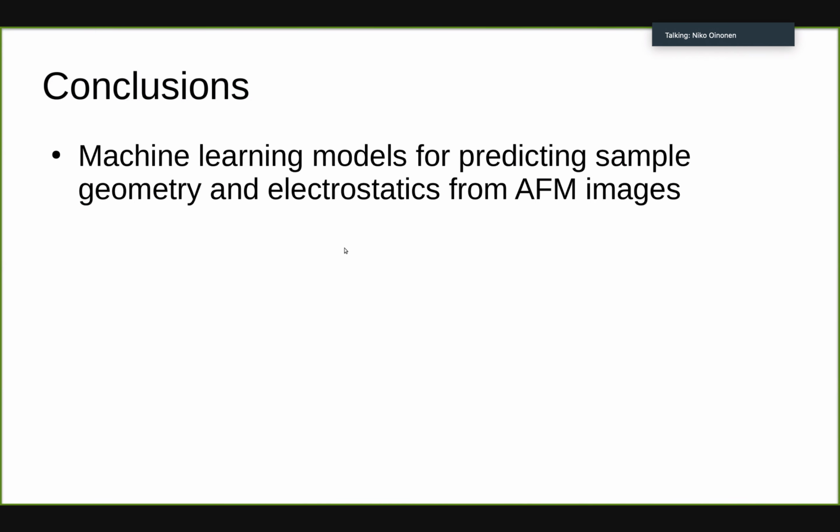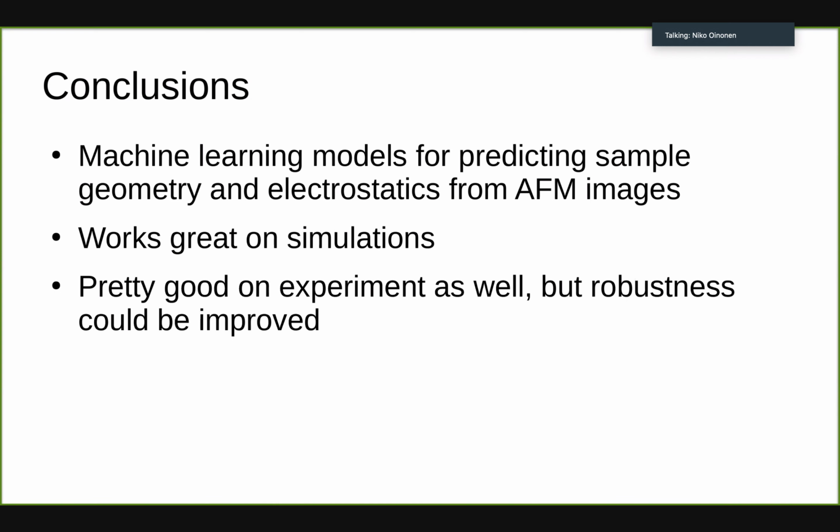So in conclusion, we have introduced this machine learning based approach for predicting the sample geometry and the electrostatic properties from AFM images. Overall, we find very good performance on the simulation predictions, and on the experimental predictions, it's also quite good. But there are some issues that could still be improved.